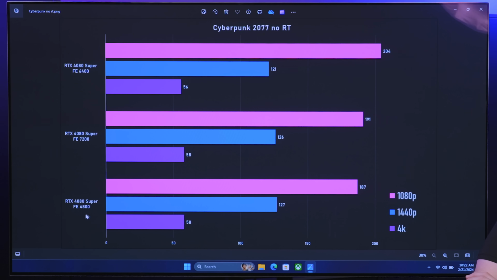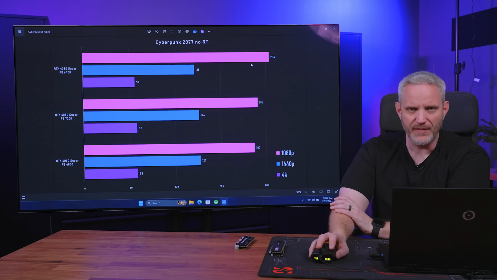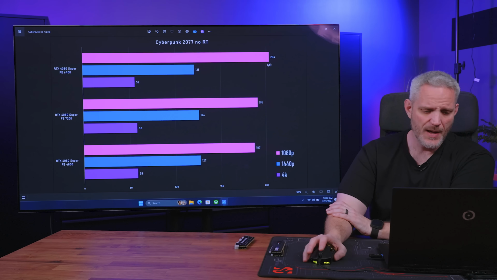And then you can see down here our 4800 megahertz. 1 FPS better in 1440 versus 7200, and then exactly the same in 4K. But you can see a couple of FPS improvement when it comes to the 7200 here. Can't explain why the 6400 beat it with slower timings, or I should say looser timings, but it is what it is.